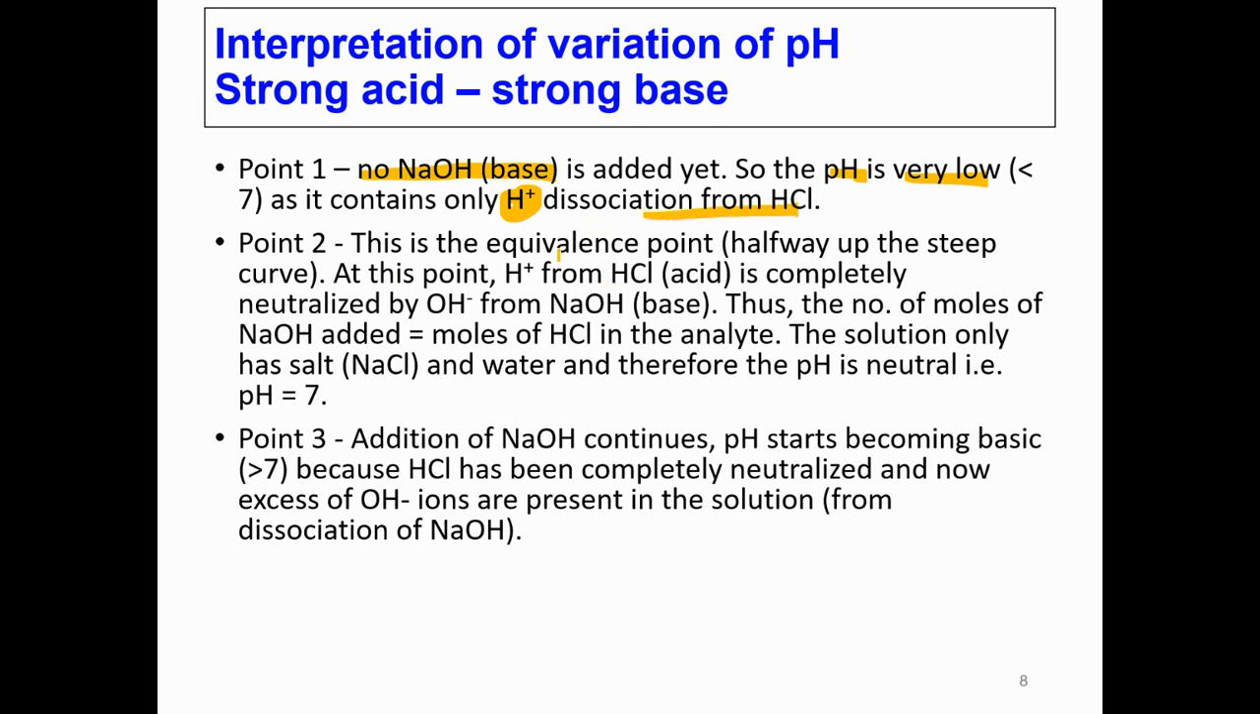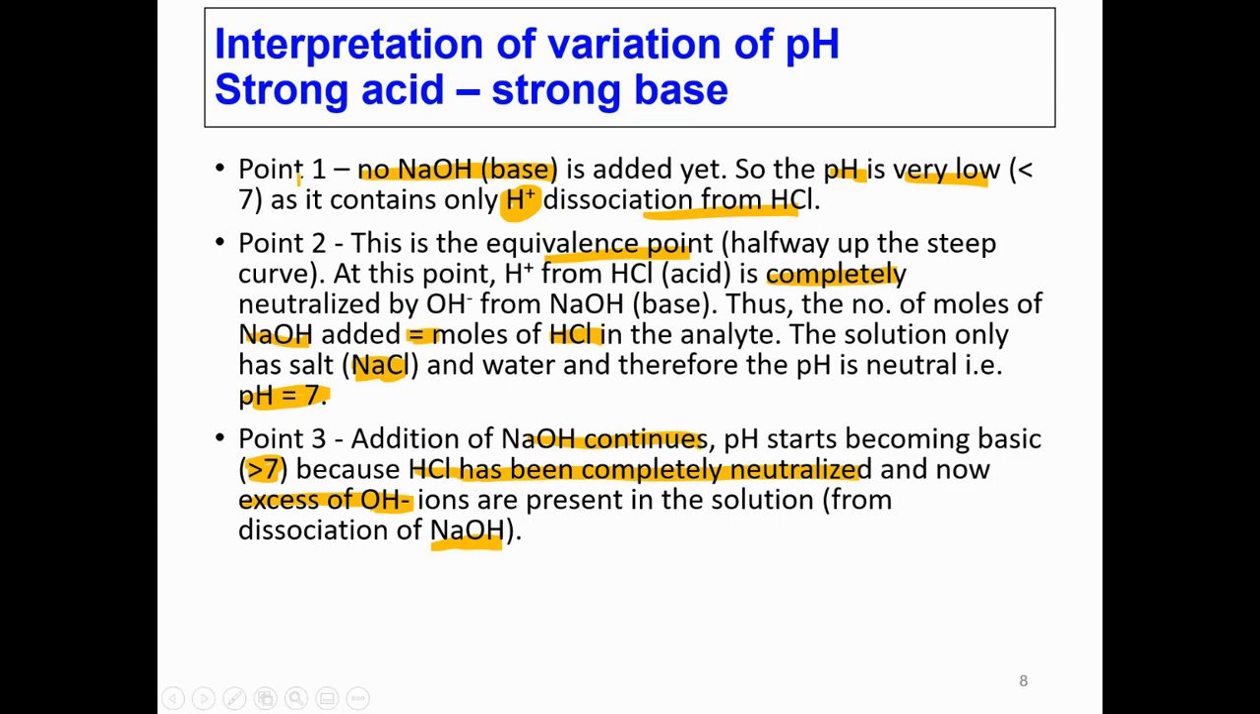Then point 2 is the equivalence point. This is where the acid completely neutralizes or reacts with sodium hydroxide or base. Thus, the number of moles of sodium hydroxide and moles of hydrochloric acid added is equal. So the solution only has neutral salt, so pH is 7. So after that, when we continue to add base, the pH is more than 7 because it becomes basic. HCl has been completely neutralized at this time.